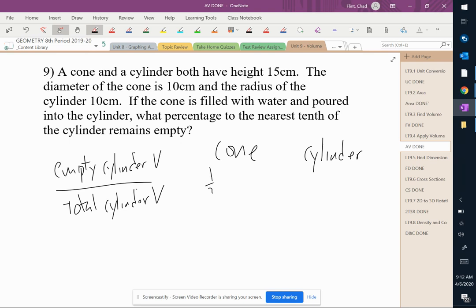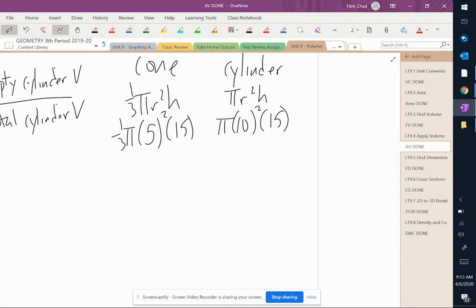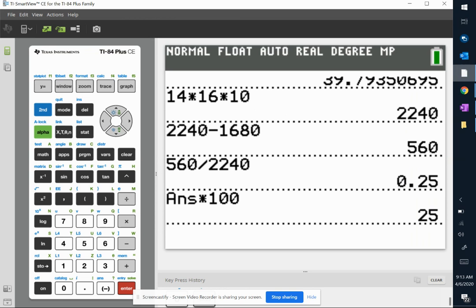So the cone is 1/3 pi r squared h. The cylinder is just pi r squared h. It says they both are height 15, so they both have a 15 here. The diameter of the cone is 10, so that means the radius of the cone is 5. And the radius of the cylinder is 10. So there's my two different values I'm looking for. It says nearest tenth, so I'm just going to round these and leave all the decimals.